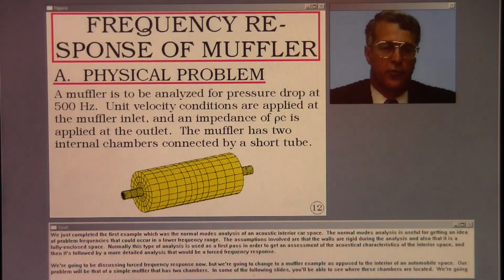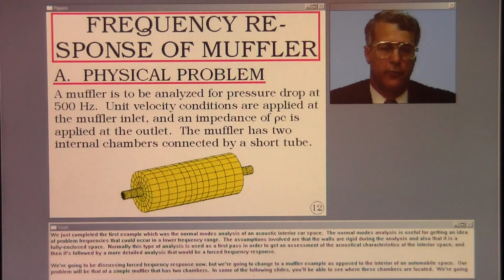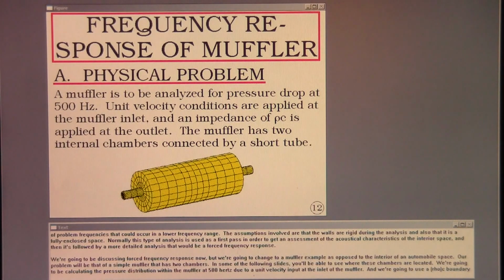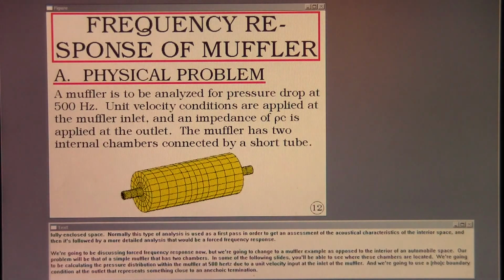We just completed the first example, which was the normal modes analysis of an acoustic interior car space. The normal modes analysis is useful for getting an idea of problem frequencies that could occur in the lower frequency range. The assumptions involved are that the walls are rigid during the analysis and also that it is a fully enclosed space. Normally this type of analysis is used as a first pass in order to get an assessment of the acoustical characteristics of the interior space, and then it's followed by a more detailed analysis that would be a forced frequency response.